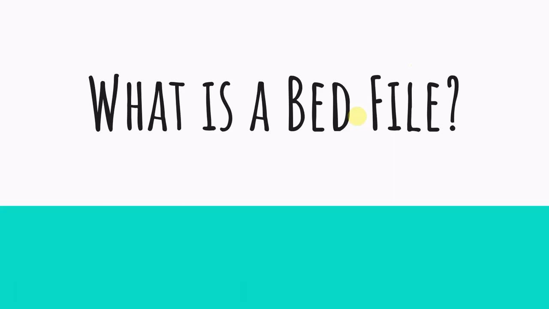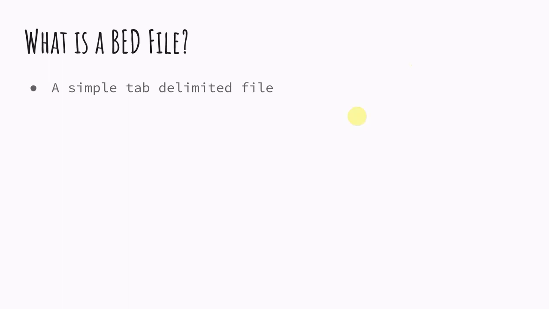I'm Pat, and today we're talking about bed files and what they're used for. So first off, what is a bed file? A bed file is actually a very simple file. It contains at least three columns, sometimes more, and it is tab delimited. What does it contain? It contains regions or sections of the genome.